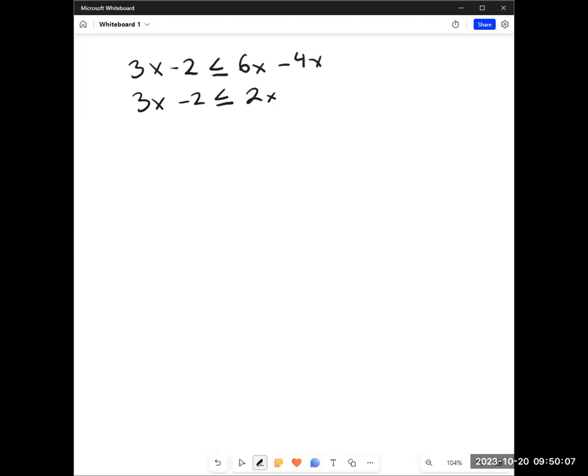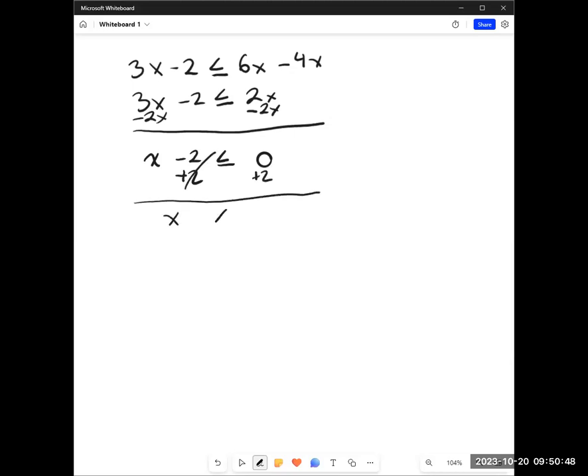Just like with equalities, I'm going to try and subtract the same thing from both sides to get all my variables on one side, all my constants on the other, or add the same thing to both sides to get all my variables on one side and all my constants on the other. In this case, I want to subtract 2x to get my variables on the left. x minus 2 is less than or equal to 0. And now I want to add 2 to both sides, to get x is less than or equal to 2.